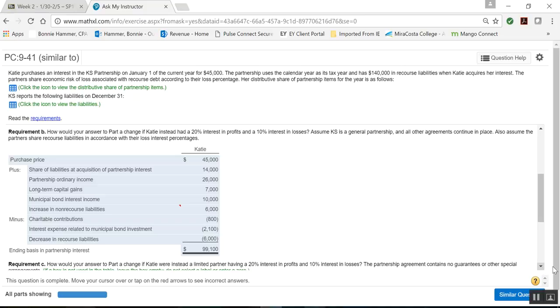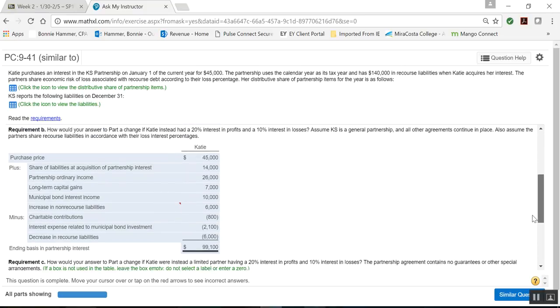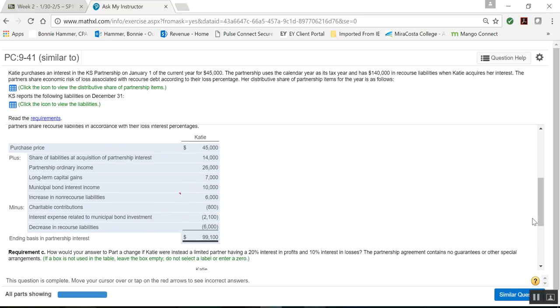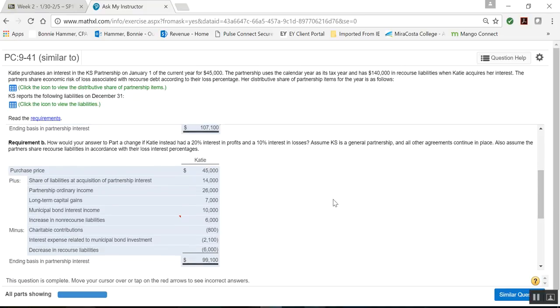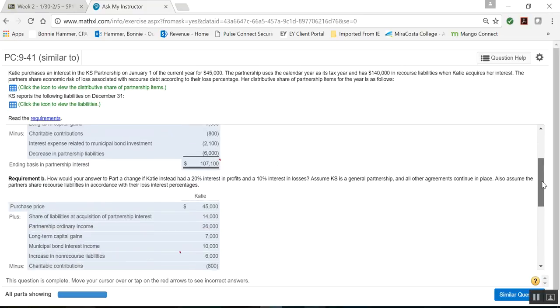Okay, so now we have to do the same exercises we did above, but we're going to have a little tweak because of the change in her sharing in the profits and losses of the partnership. That's going to change something. Now, it's not going to change the 45,000. It doesn't change the partnership ordinary income, the long-term capital gains, the muni interest income, the charitable contributions, or the interest expense. All of those are the same in B as they are in A.